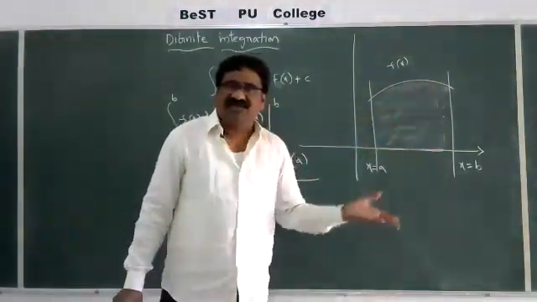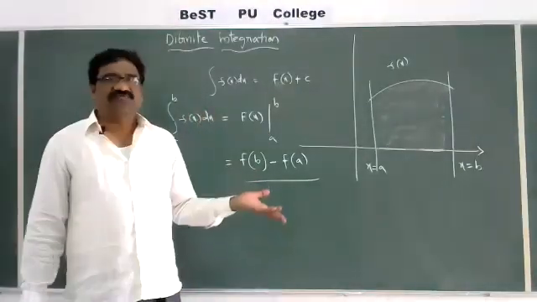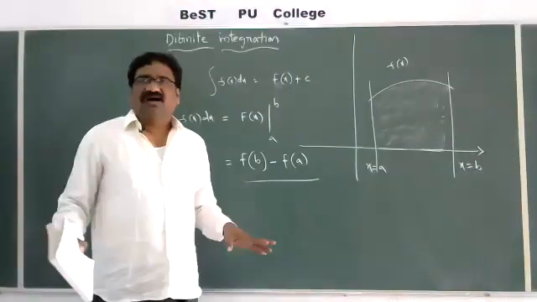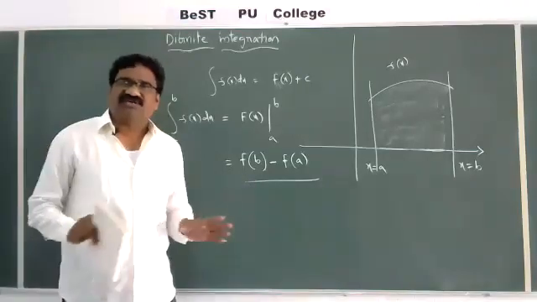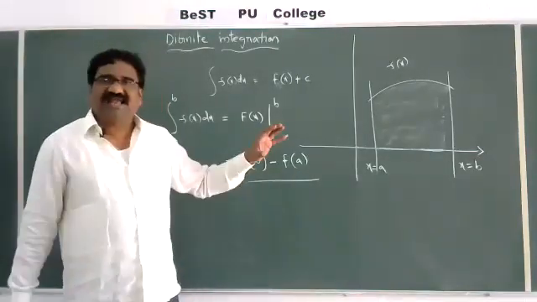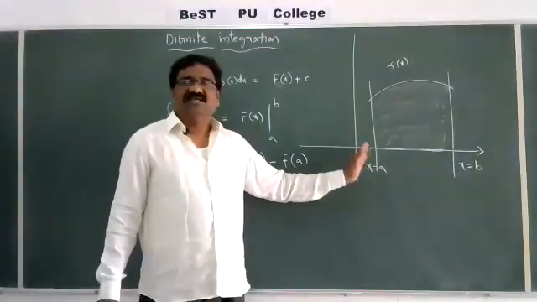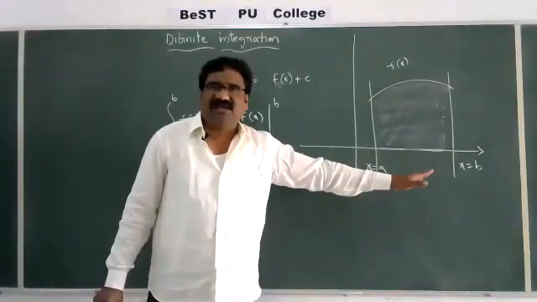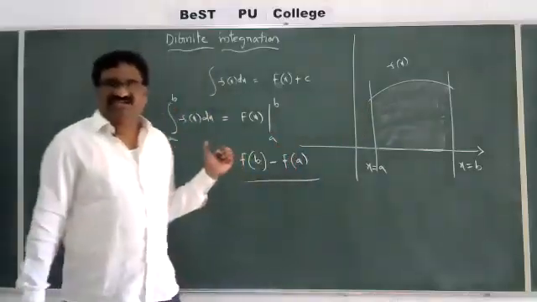For example, any given function is in the form of a curve. For example, tan x, sin x, cos x, like that. All trigonometric functions have curves. All algebraic functions also have curves. So the area of the curve in between the intervals, that is, in between the ordinates x is equal to a and x is equal to b, that is the area. That area is called definite integration.